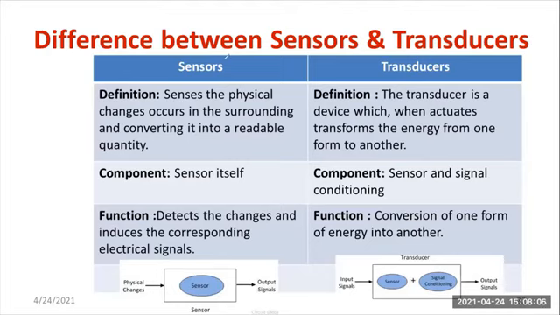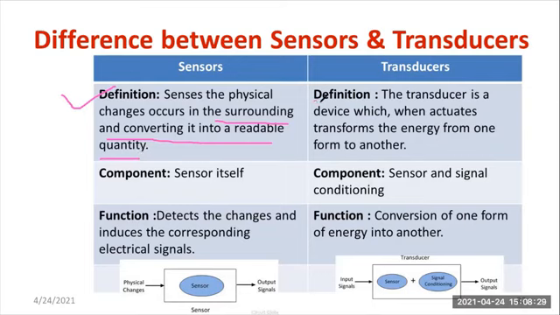As you can observe, there is a table. So I have bifurcated the points related to sensors and transducers. Let us discuss the sensor. What is a sensor as per the definition? It senses the physical changes that occur in the surrounding and converts them into a readable quantity. For example, thermometer, barometer, etc.